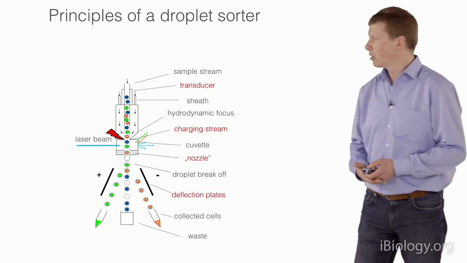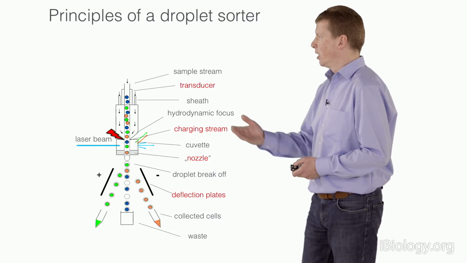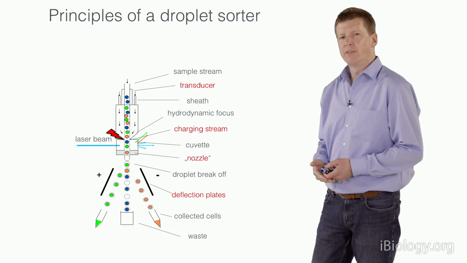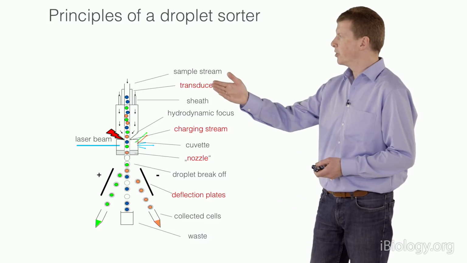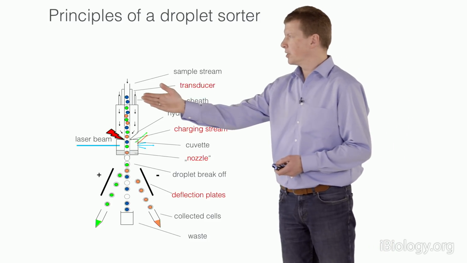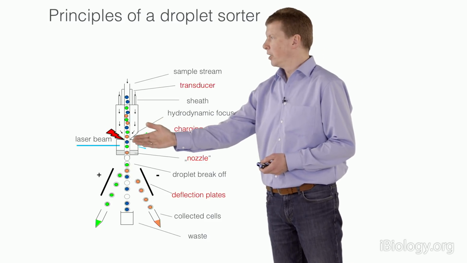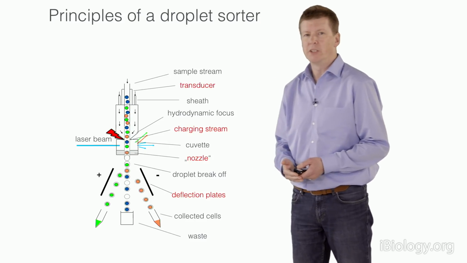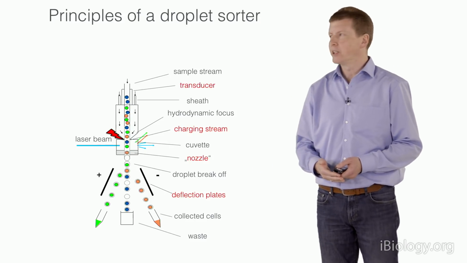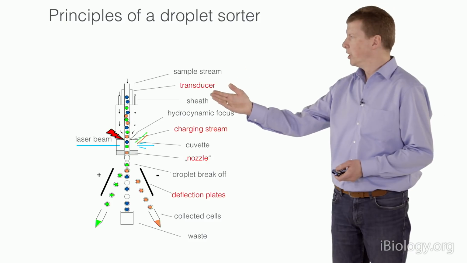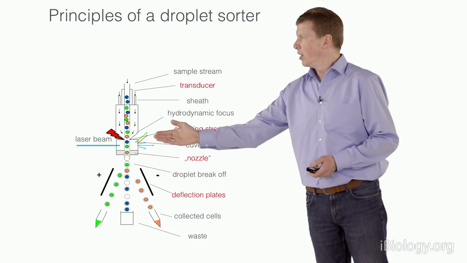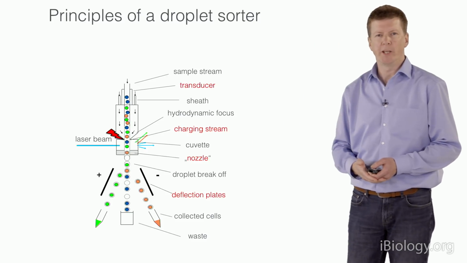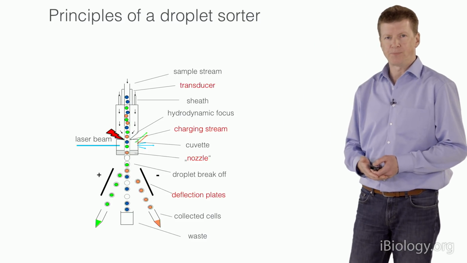So now let's have a look at the machine itself, and we can see that many features are shared with a common flow analyzer. We have a shear stream bringing our cells in front of a laser beam. This is done inside a cuvette. But for sure, we also need additional features like a transducer, a charging device, a nozzle, and deflection plates, enabling us later on to separate the drops from each other.